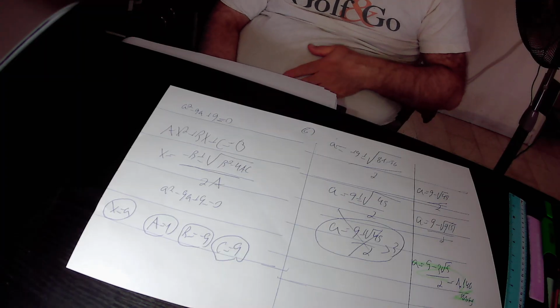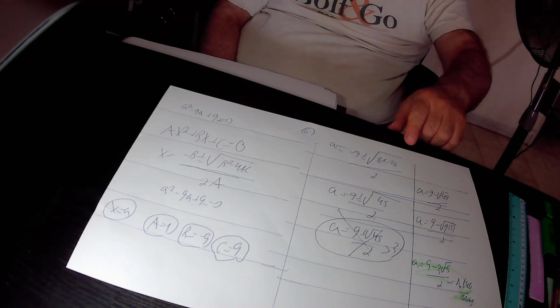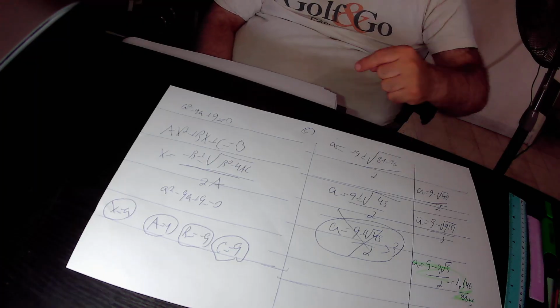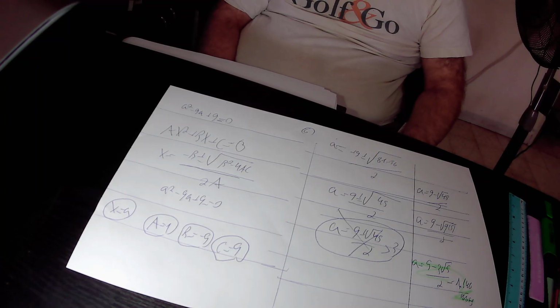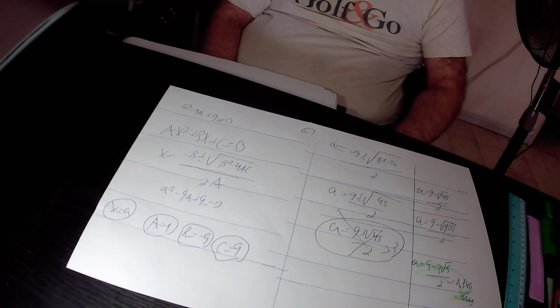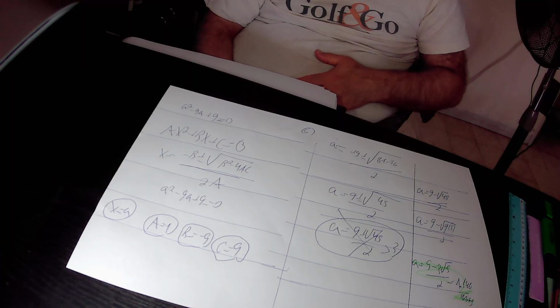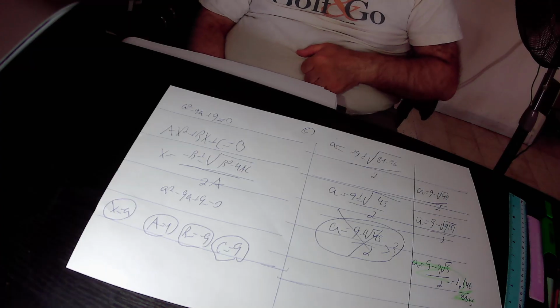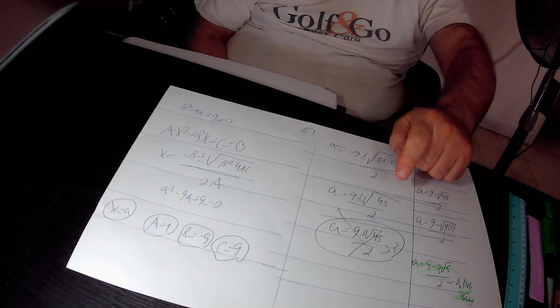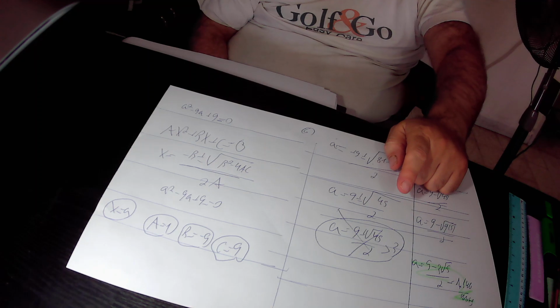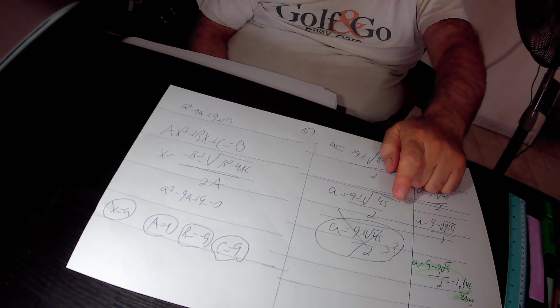So we found out that A equals 9 plus or minus the square root of 81 minus 36, which is 45, divided by 2. So A equals 9 plus or minus the square root of 45, over 2. Here we have two solutions that are possible for A. The first solution is that A equals 9 plus the square root of 45, over 2. This is greater than 3.